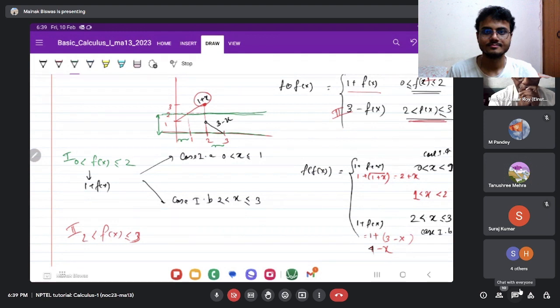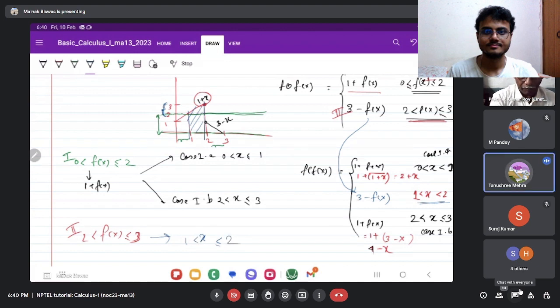So this is this part of the graph, right? That is defined as 3 minus f of x. Yes, so f of x is between 2 and 3, not x is between 2 and 3. x is between 1 and 2, that we have obtained from this. So if you see this part of the graph, x is between 1 and 2, right? So now what is the definition of f of x here? 1 plus x only. So it is 2 minus x.